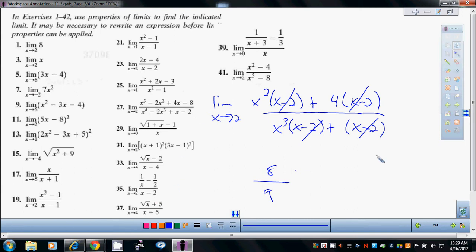Yes, I did. Once I canceled off all the x minus 2's, I just plugged 2 in. Just remember, when this cancels, it's not a 0, it's a 1.